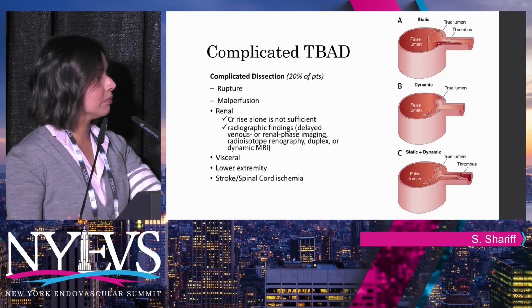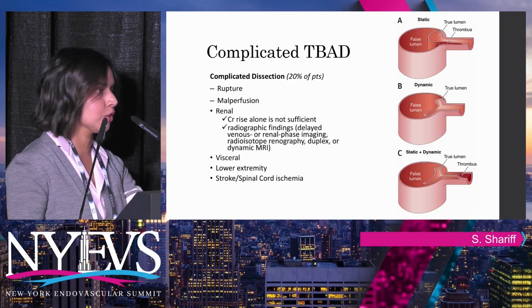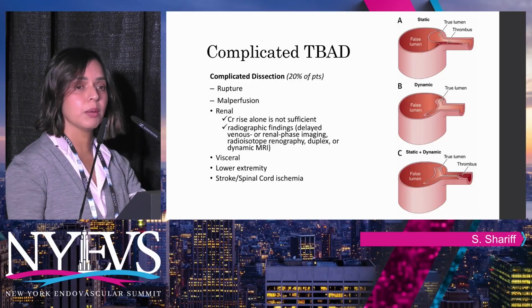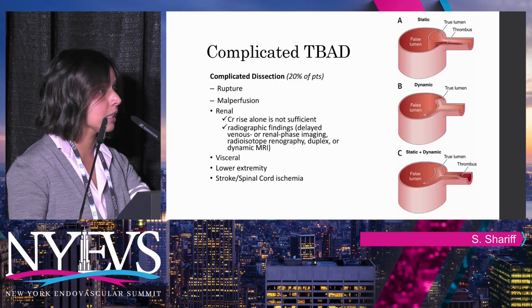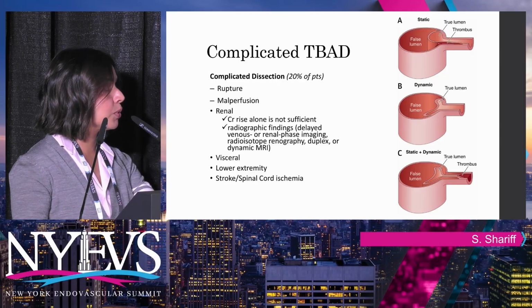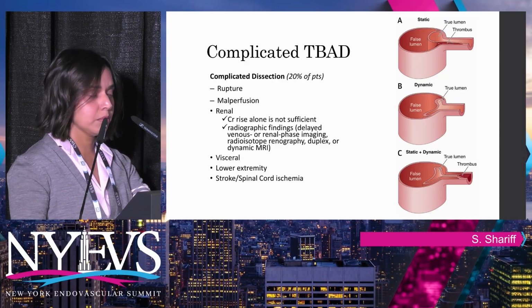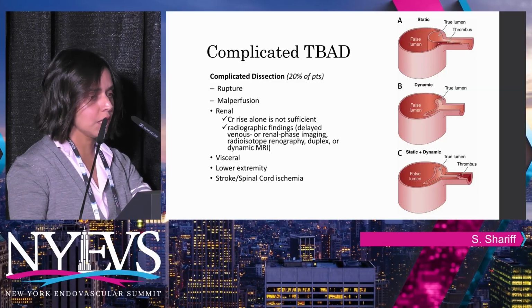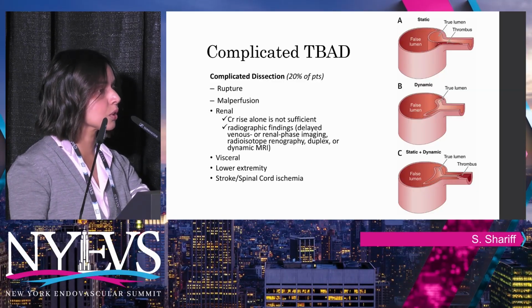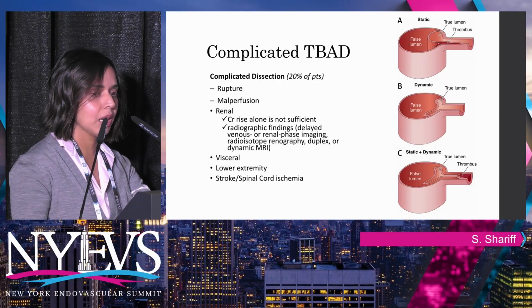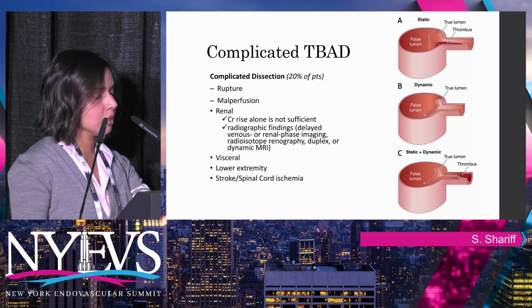So let's deal with the easy one, complicated. So patients that present with rupture or malperfusion. Most of the patients who present with frank rupture rarely make it to the hospital. The morbidity and mortality is really high. So anybody who presents with a contained rupture or what we call impending rupture needs emergent intervention. Patients that present with malperfusion of the renals, the viscerals, lower extremity, these patients require urgent or emergent intervention.